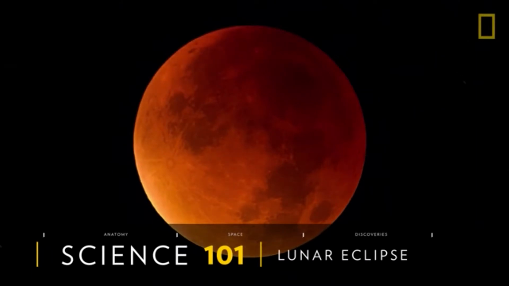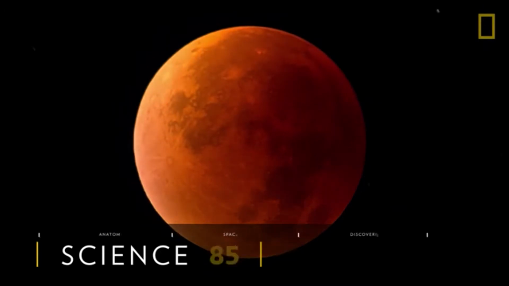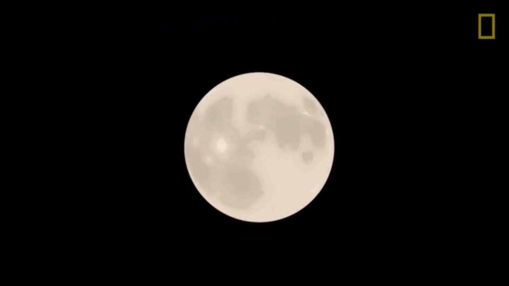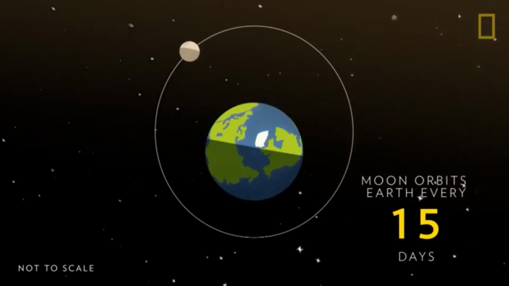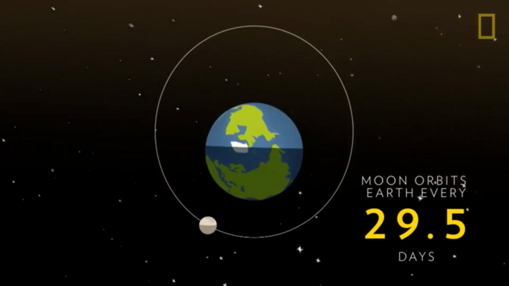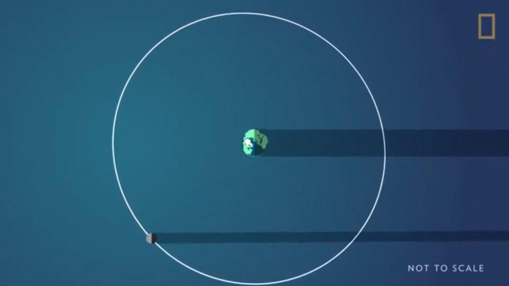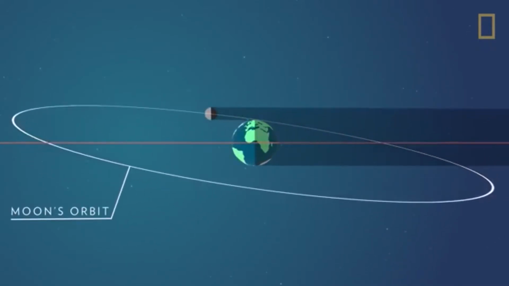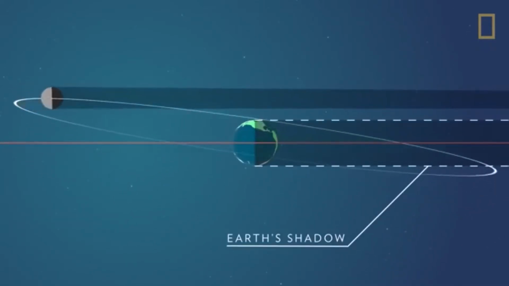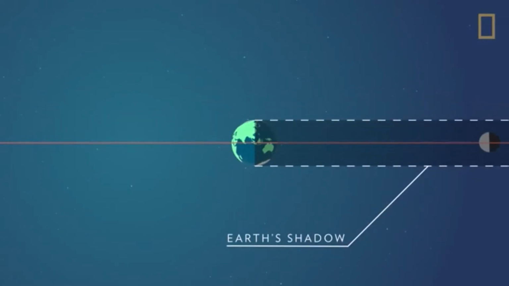A lunar eclipse happens when the Earth blocks some or all of the sun's direct light from reaching the moon. This cosmic event only takes place during a full moon, which happens once every 29.5 days, or the length of one full orbit of the moon around the Earth. So why don't we have an eclipse every month? The moon's orbit is tilted a few degrees in relation to the Earth. So the Earth, Moon, and Sun don't always align.